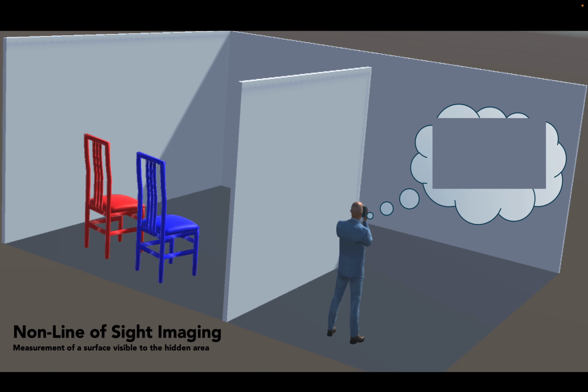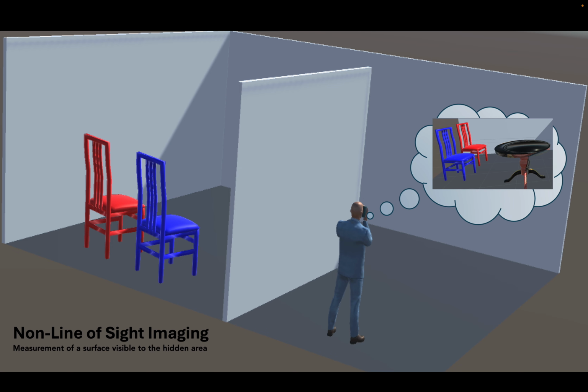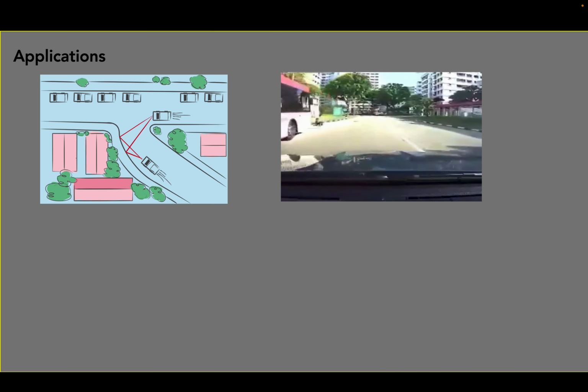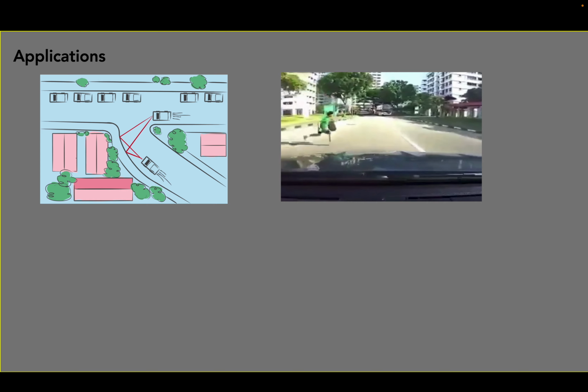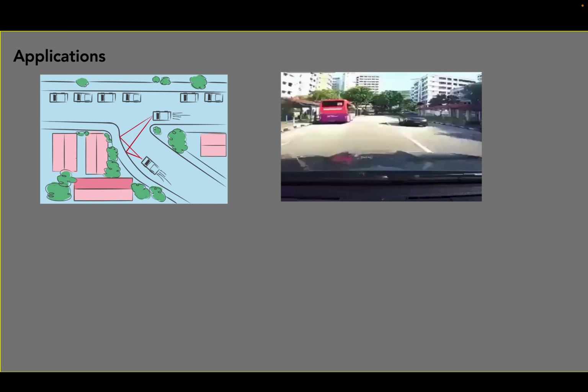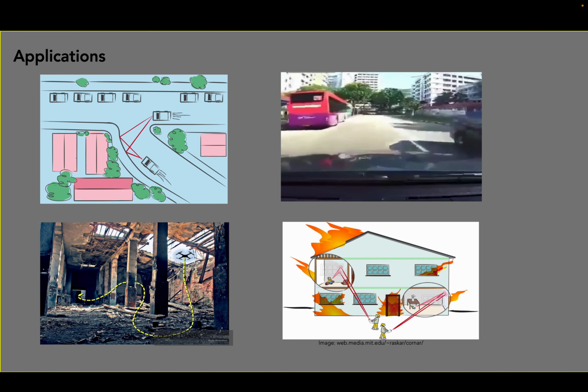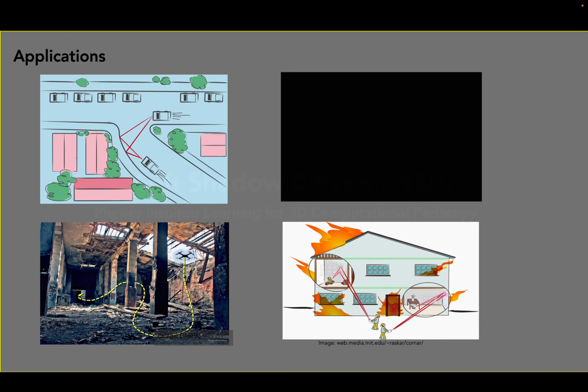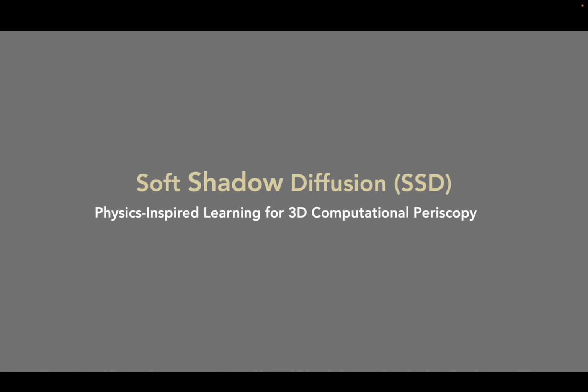Here, from a photograph of the visible wall, we reconstruct the hidden scene of interest. Non-line-of-sight imaging has many potential applications, such as autonomous navigation, emergency situations, or search and rescue operations. We will now discuss the soft shadow diffusion model in detail.